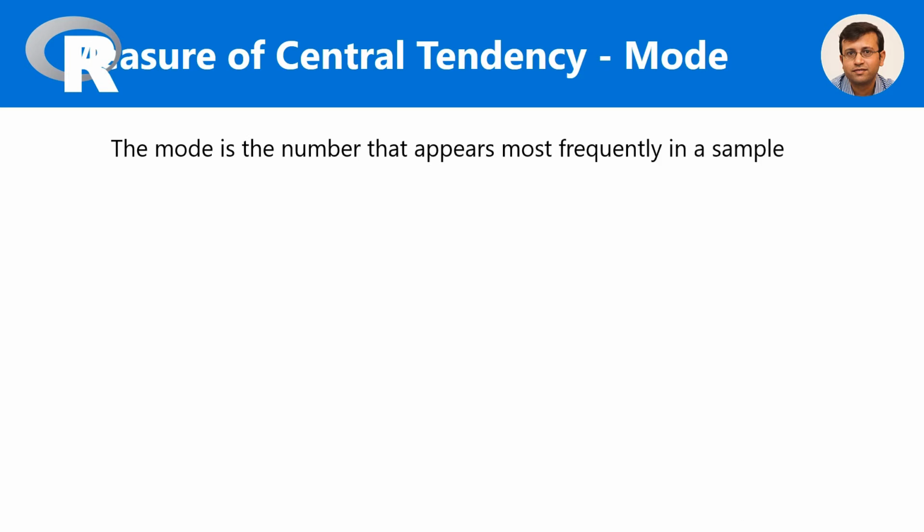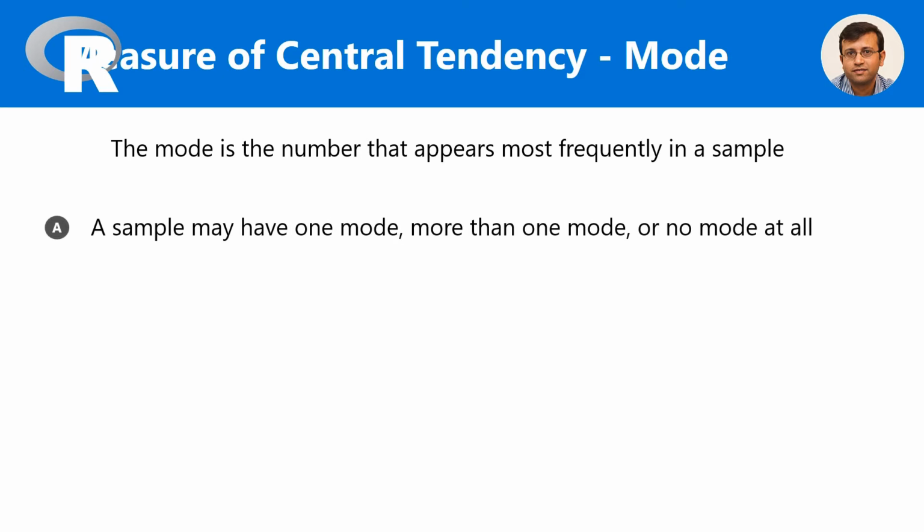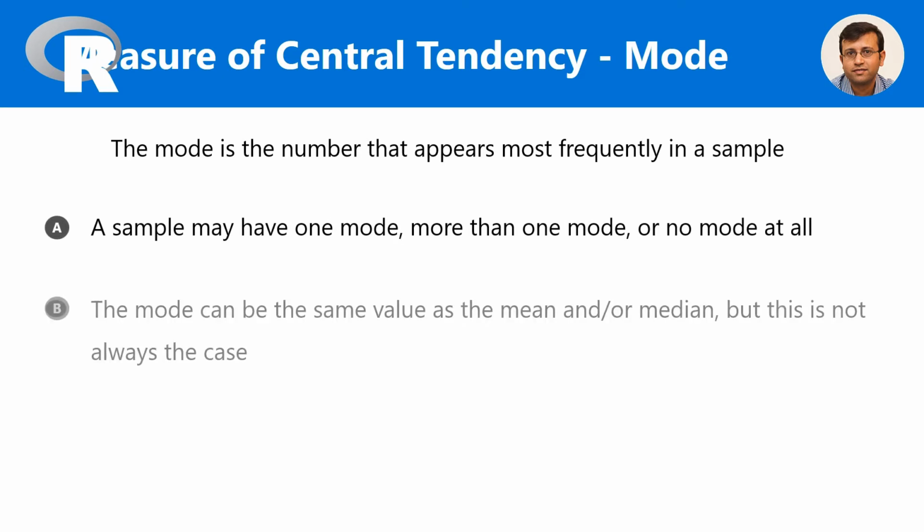The mode is the number that appears most frequently in a set. A set of numbers may have one mode, more than one mode, or no mode at all. The mode can be the same value as the mean or median, but this is not always the case. For a normal distribution, the mode is also the same value as the mean and the median.